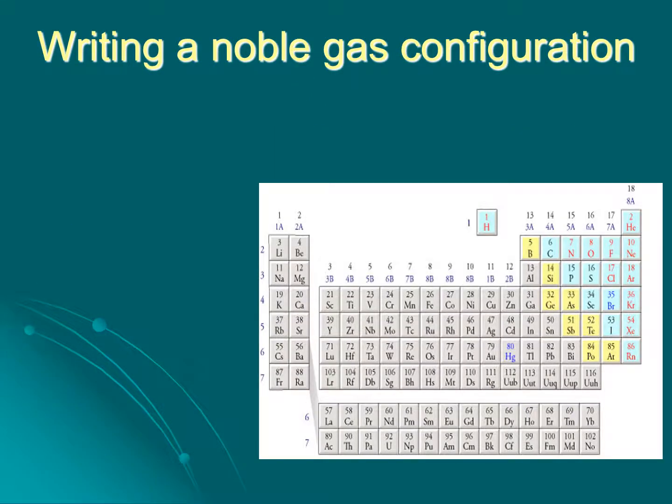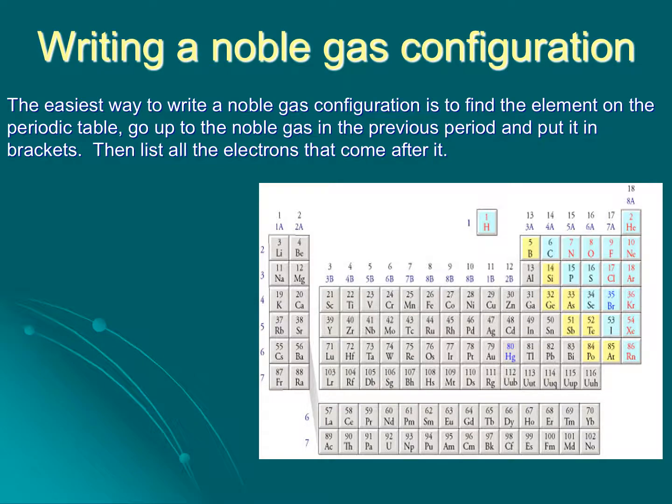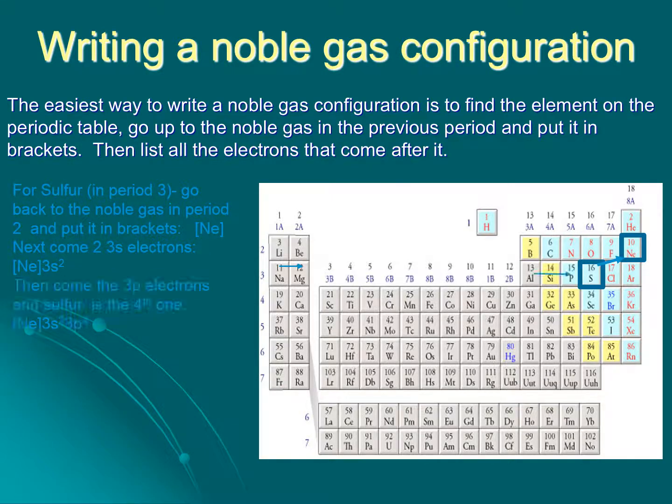So if we look at the periodic table, I can show you a little bit how to write noble gas configurations the easy way. It's to look at the periodic table and find the element that you're looking at. So for example, if we want to write the noble gas configuration for sulfur, find where sulfur is. Go back to the noble gas in the row above it, so this would be neon. Write that in brackets. Then you want to list everything that comes between neon and sulfur. So we have 3s2 and then 3p4. Make sure to include the one that you're looking for. Sulfur would be the fourth one.